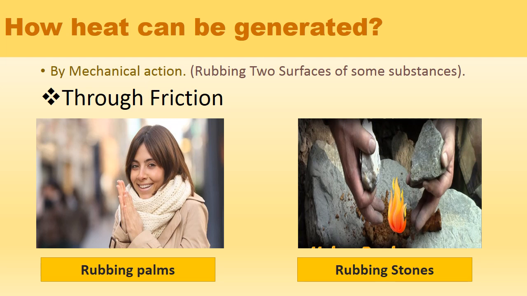The first one is by rubbing two things together. By rubbing two surfaces of some substances through mechanical action, that means through the friction that is created, you will be able to produce heat. So no need to learn the big terms. By rubbing two surfaces or two things together, you can produce heat. Just rub your palms together. What can you feel? You can produce some warmth.